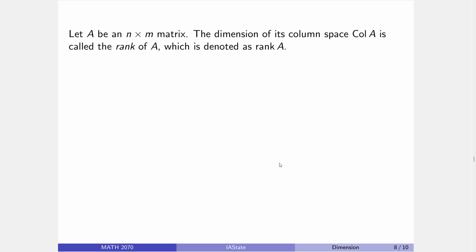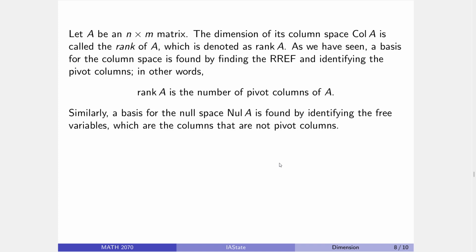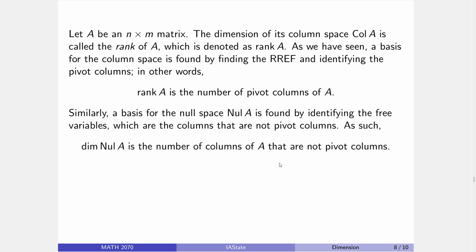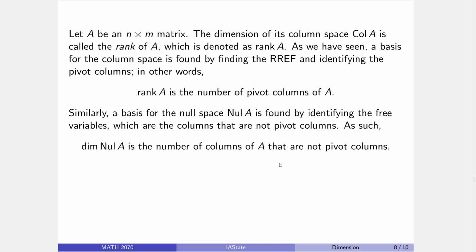The dimension of its column space is called the rank of the matrix, which we denote as rank of A. And as we've seen, the basis for the column space is found by identifying the pivot columns. So the rank is the number of pivot columns. Now, similarly, a basis for the null space, as we pointed out, is found by identifying the free variables, which are the columns that aren't pivot columns. So the dimension of your null space, which is also called the nullity, has to be the number of columns that are not pivot columns.